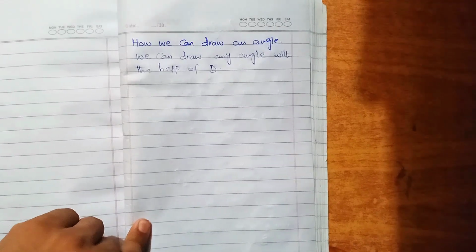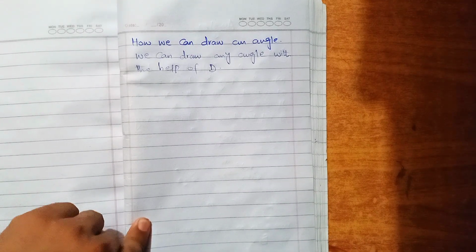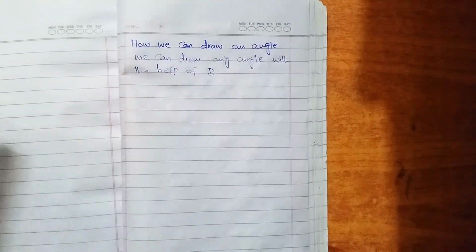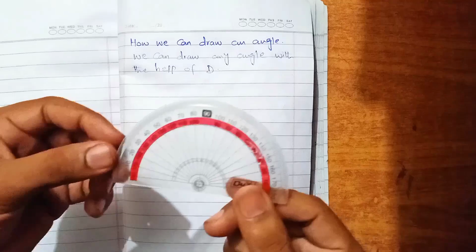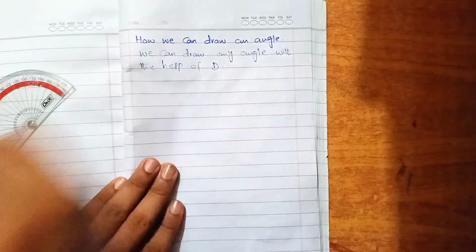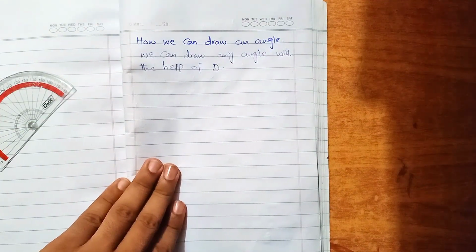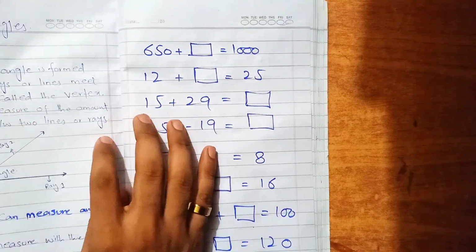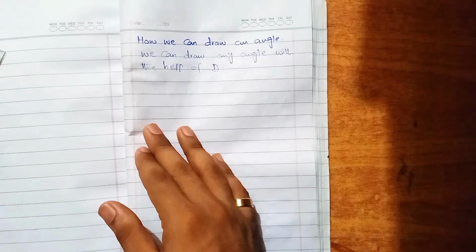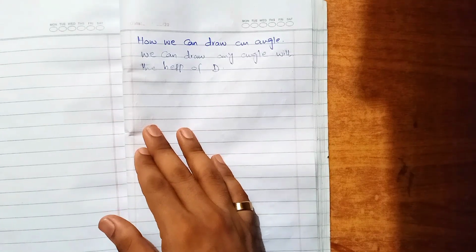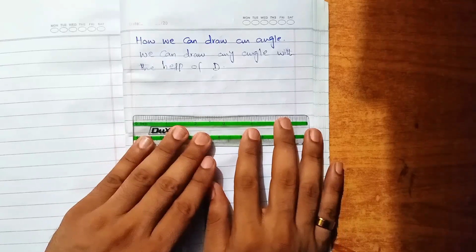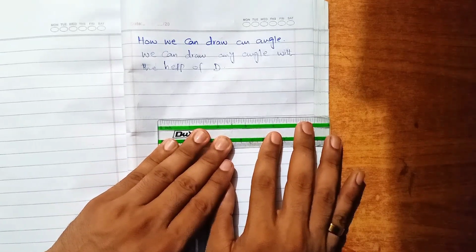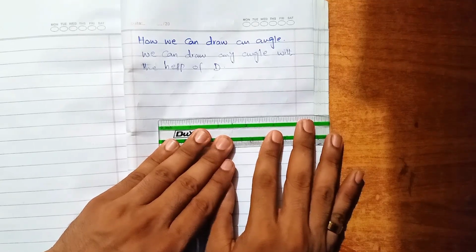So our next objective is how we can draw angles. We can draw angles with the help of a protractor. Yes, by using this we can draw any type of angle. So how can we draw? For an angle, as we have learned, there must be two rays. So first we have to draw a ray. It's up to you. If you want to draw a ray toward the left side, you can, or if you want to draw the ray toward the right side, you can.